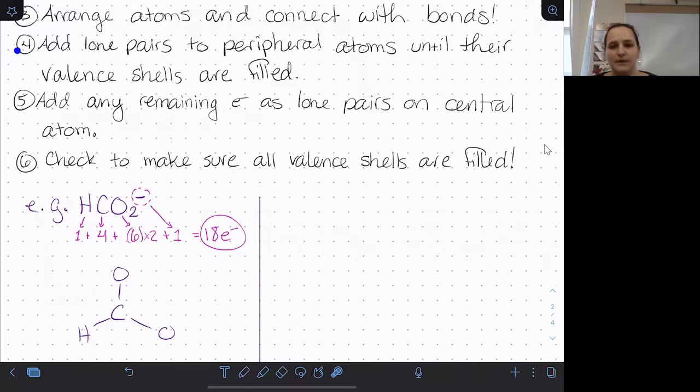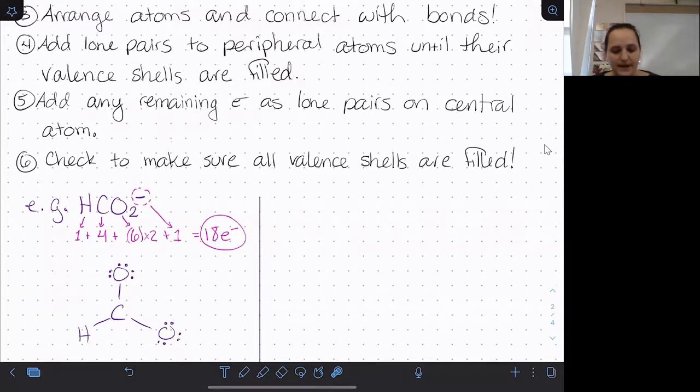Step 4 is to add lone pairs to our peripheral atoms until their valence shells are filled. Hydrogen is good as is. It has the 2 electrons from this bond that fill up its valence shell, and that is all it wants. But oxygen wants to get to a filled octet. So each of these oxygen atoms is going to need 3 lone pairs for 6 additional electrons to give it the total of 8 that it wants. It's got 2 from the bond that it's involved with, so it needs 6 more to get to 8, and then same with this guy down here. It has 2 electrons shared in the bond plus 6 more for a total of 8.